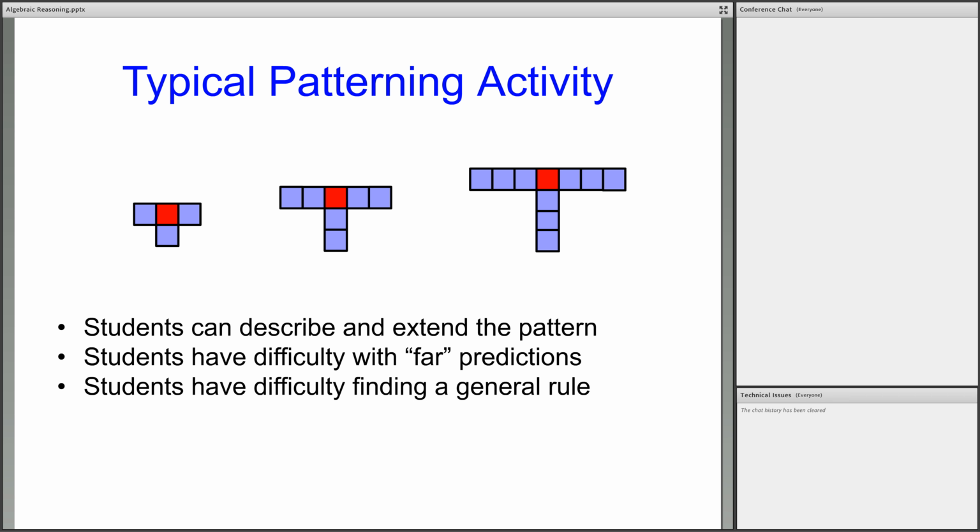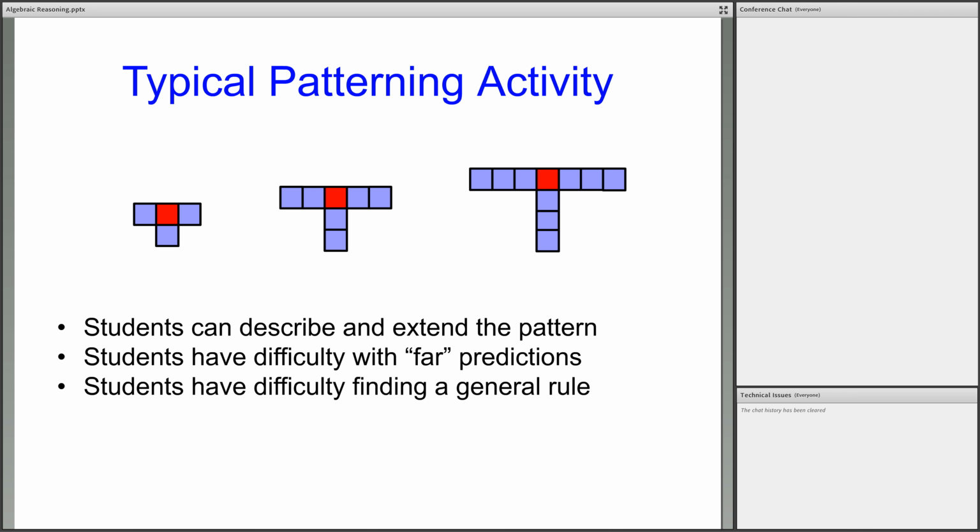So basically the pattern is increasing by 3 blue blocks each time. And they're also good at noticing that the red block in the middle stays the same. That doesn't change. And then they're good at extending this to the next figure. If you ask them what the next one would look like, they're very good at understanding that if we're following the same growth pattern, then you would add 3 more blue blocks. And that's really what we focus on.